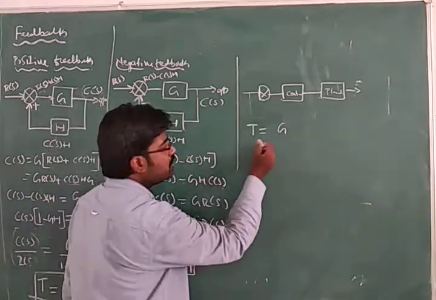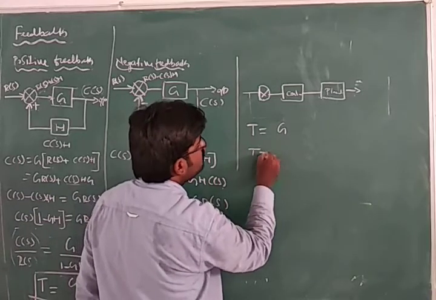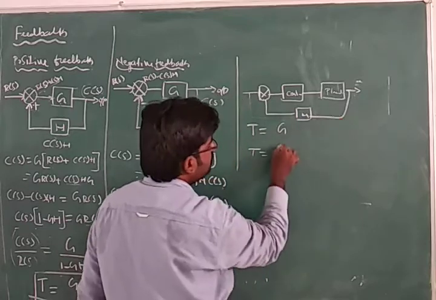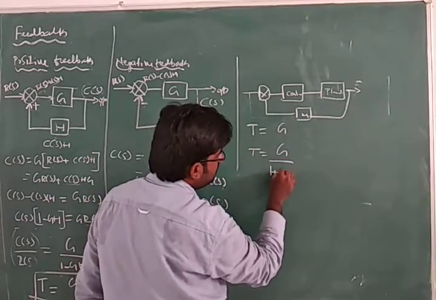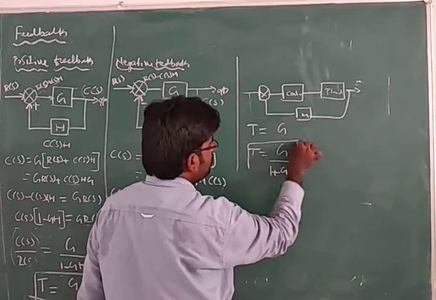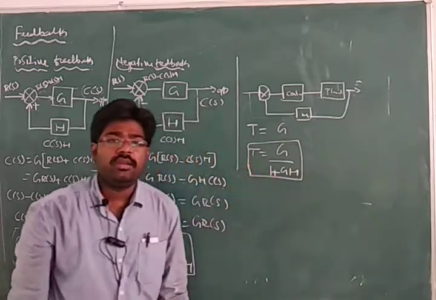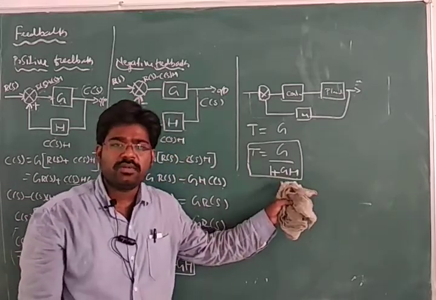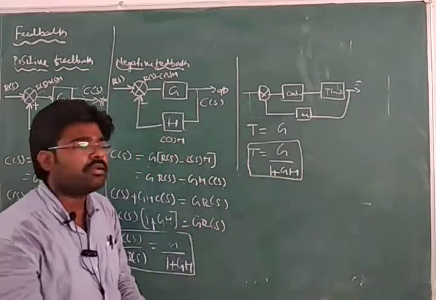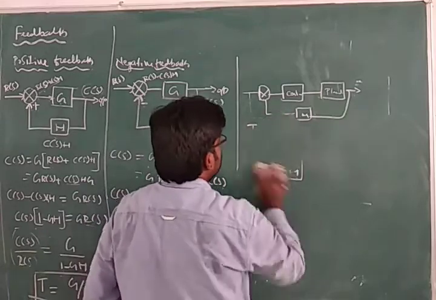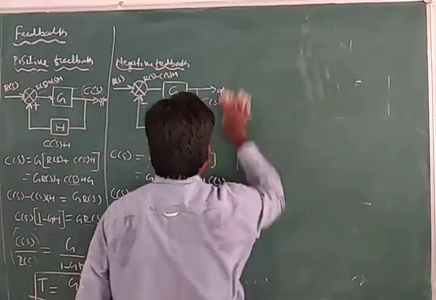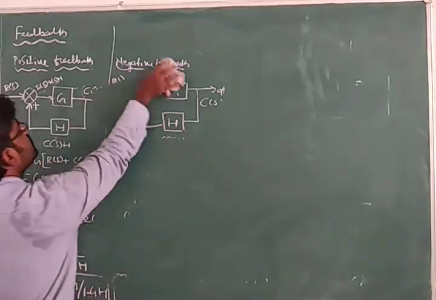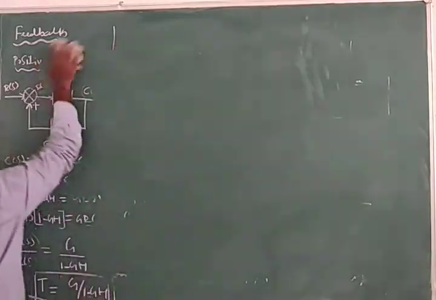What is the transfer function of closed loop? The transfer function of closed loop will be, since you have feedback, g divided by 1 plus gh, because we employ negative feedback only for the closed loop control system. So this is the transfer function of the closed loop control system. You have to remember this throughout the syllabus. To solve the various problems that will come, we require the transfer function formulas for both open loop and closed loop.